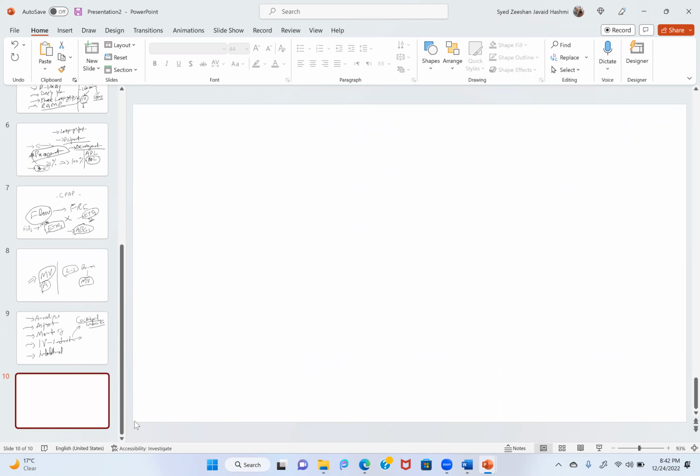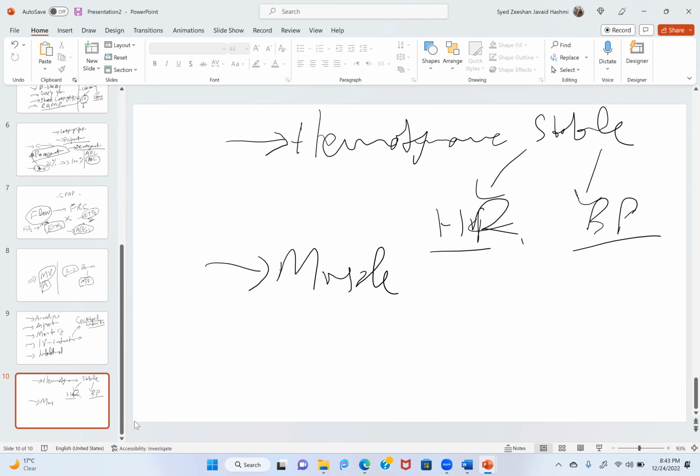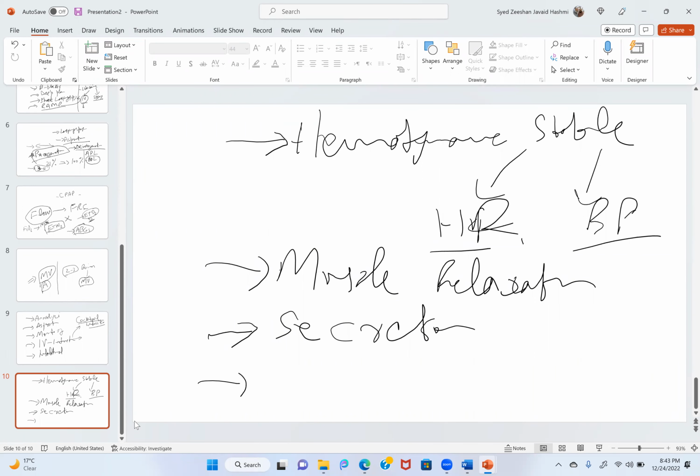Okay, so the basic concept you should know is that your ideal induction should be hemodynamically stable. It will be evident with heart rate and blood pressure. So this is one thing. When you are doing the laryngoscopy, the muscle relaxation should be there. You should have easy laryngoscopy. Then there should not be too much secretions. What else? Awareness. There should be no awareness.